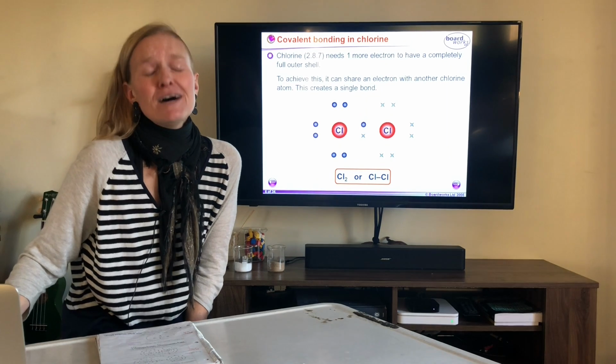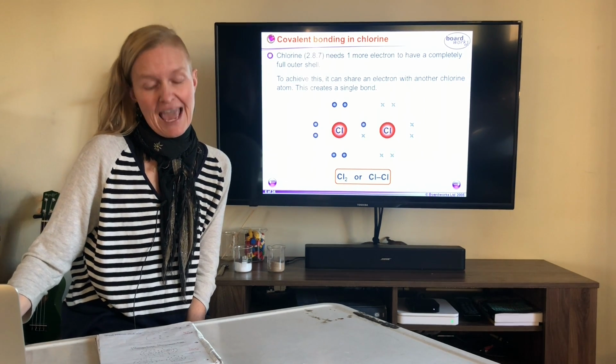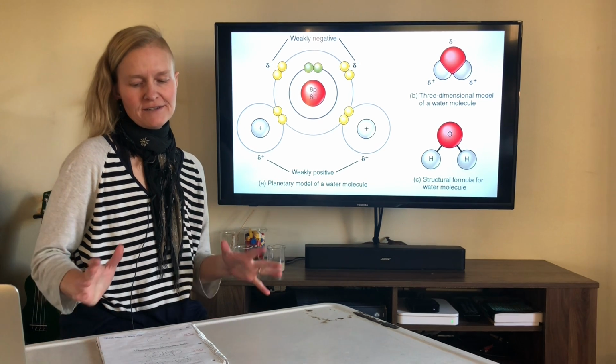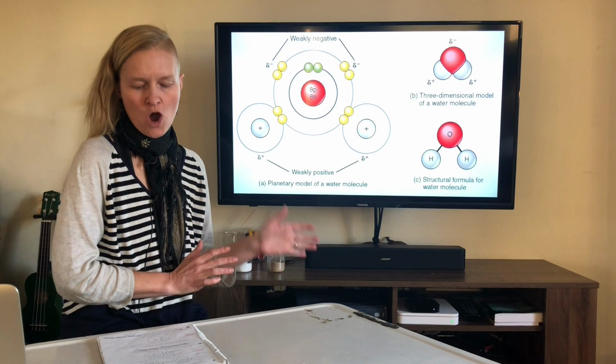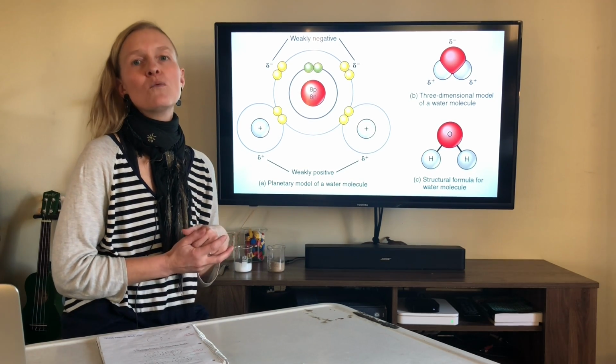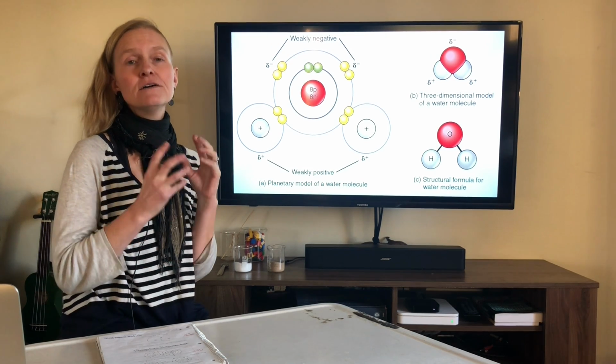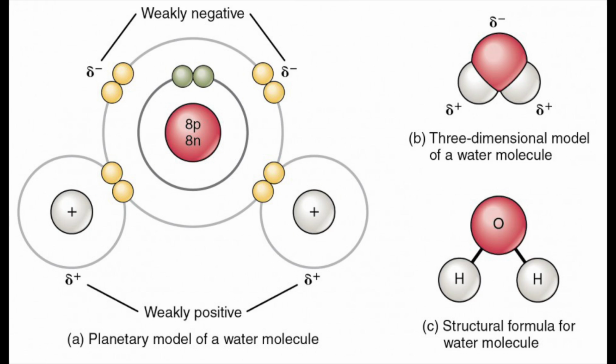This type of bond is very stabilizing and it's very strong. It's stronger than the ionic bond. So both the hydrogen and the chlorine atoms will form what we call non-polar covalent bonds. The electrons will be shared equally.